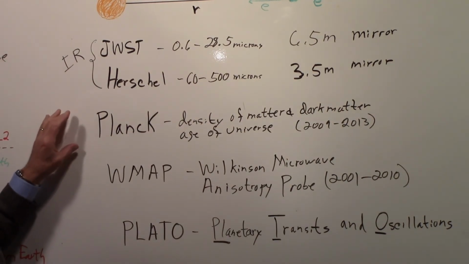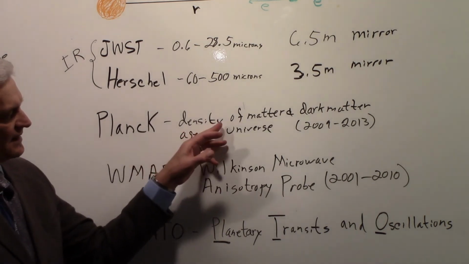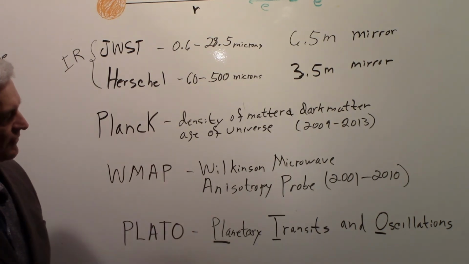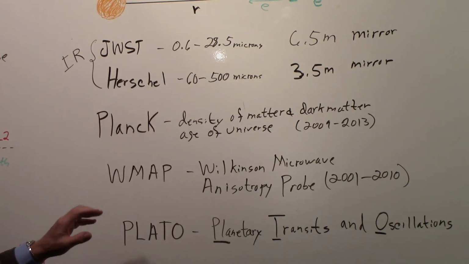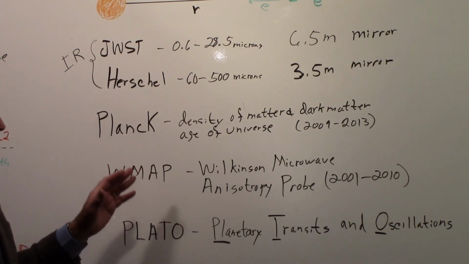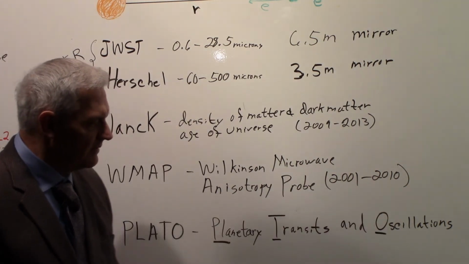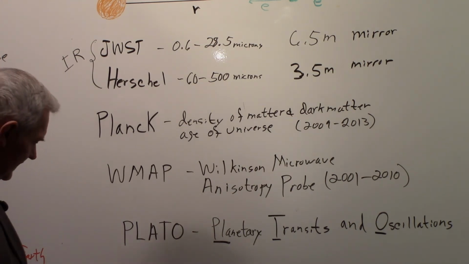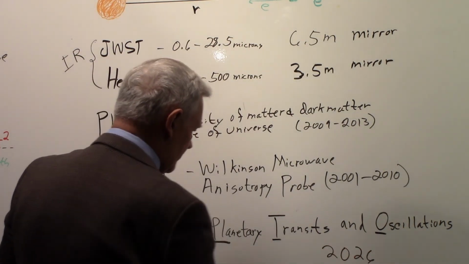There was another one out there called Planck, however you want to say it, and it was looking at the density of matter as we know it, and dark matter, and the age of the universe, and a few other things. And it was around from 2009 to 2013. I don't remember the dates for Herschel. And there was WMAP, the Wilkinson Microwave Anisotropy Probe, and that was from 2001 to 2010. And then in the future there will be something called Plato, and I don't remember the date that it's going to be launched, but it's something like 2026.